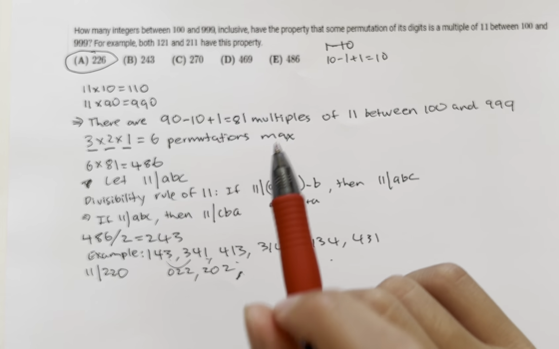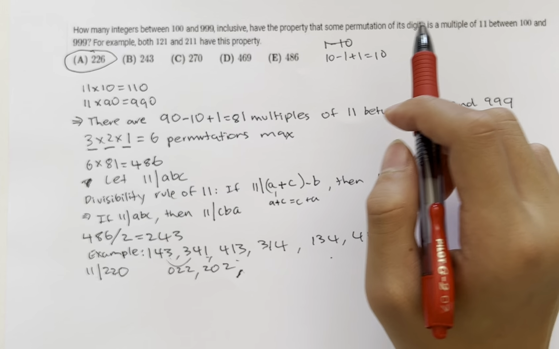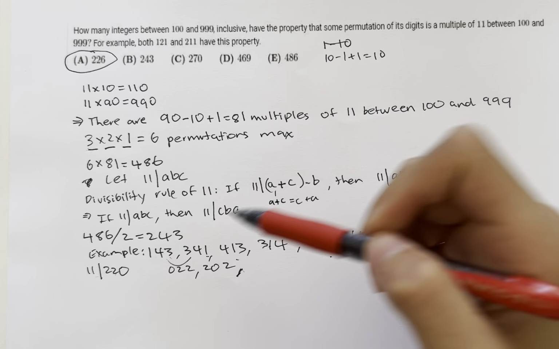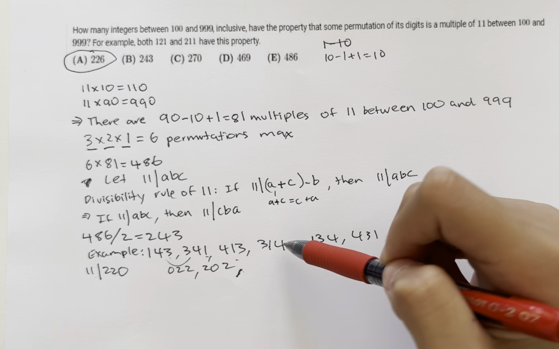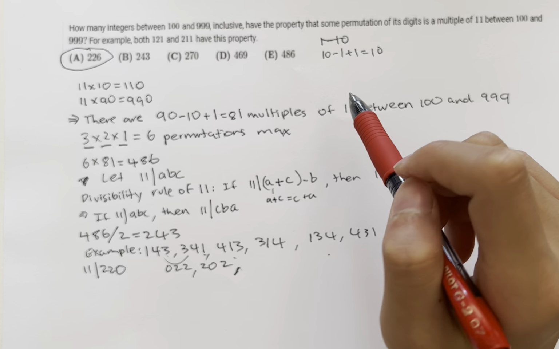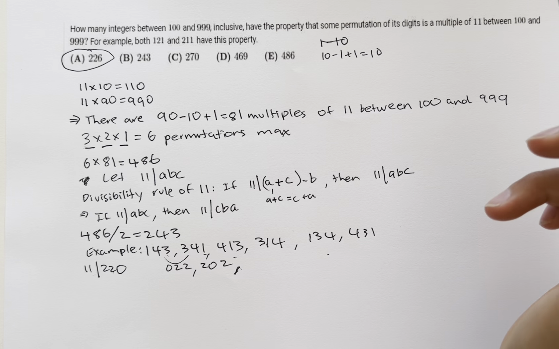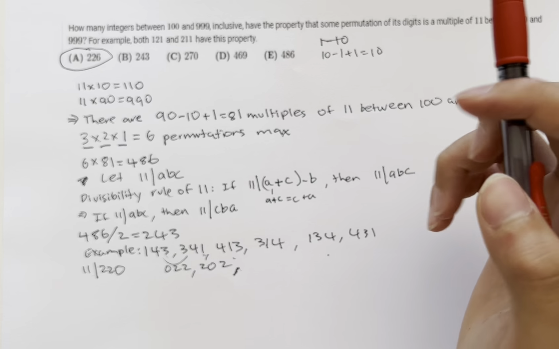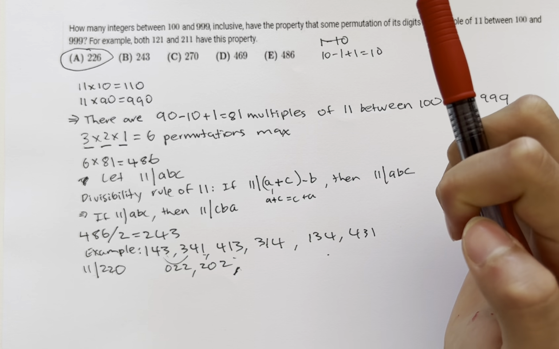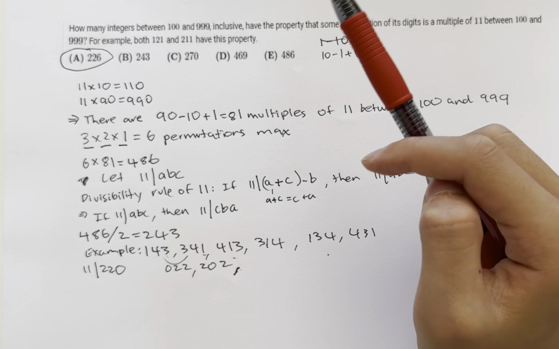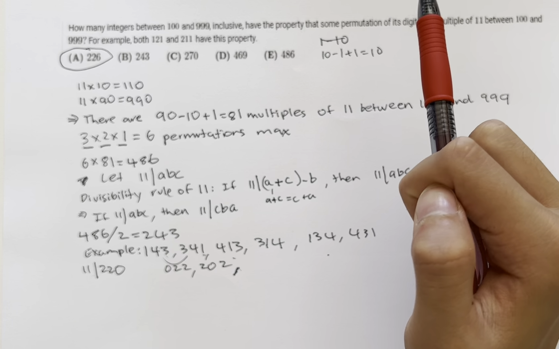So this means that you have to divide 486 by 2. I show an example here: 143, 341, 134, 431. These permutations all contain 143 and 341, and this is a duplication, so you have to divide by 2. After dividing by 2, you get 243.